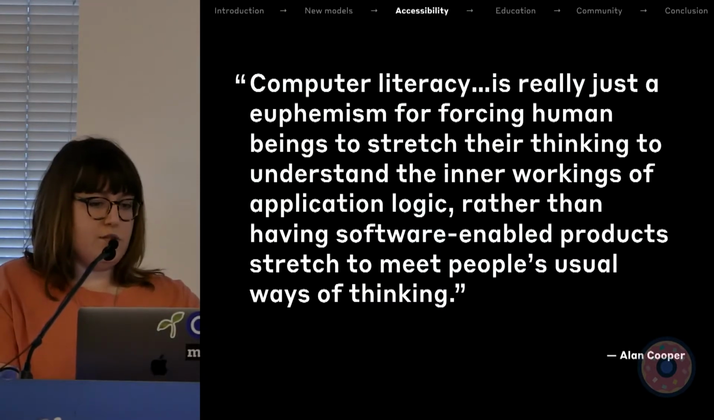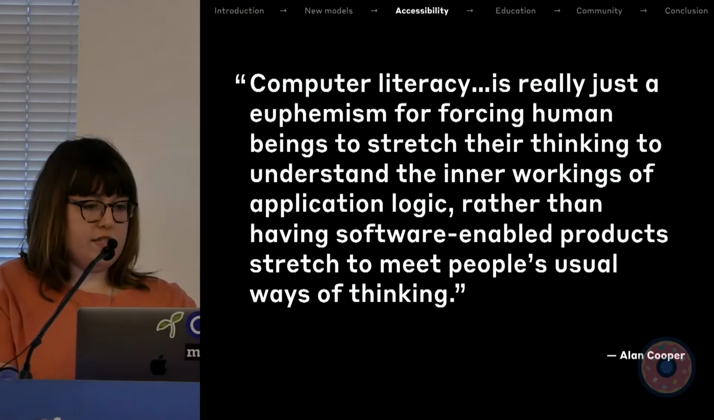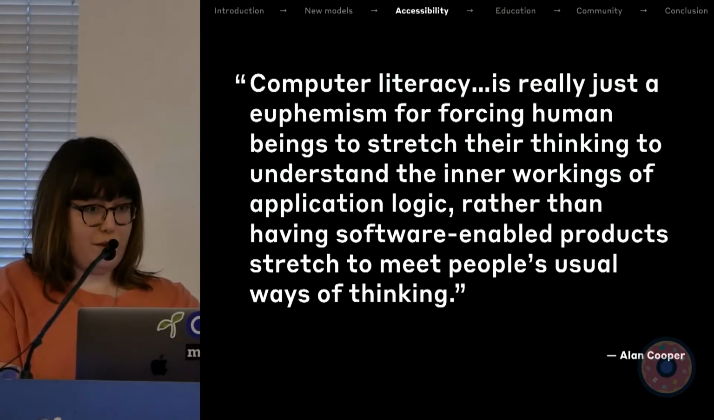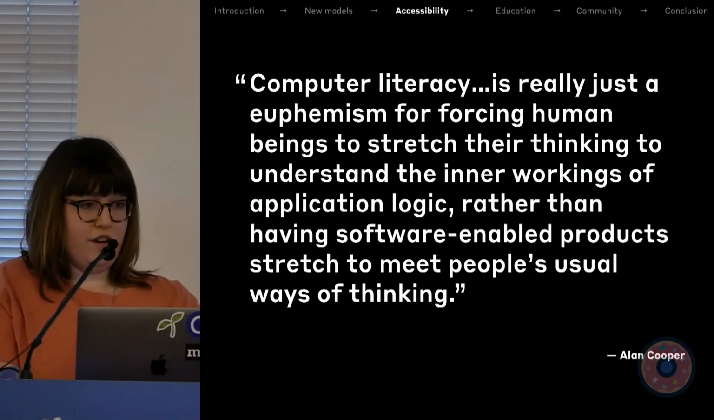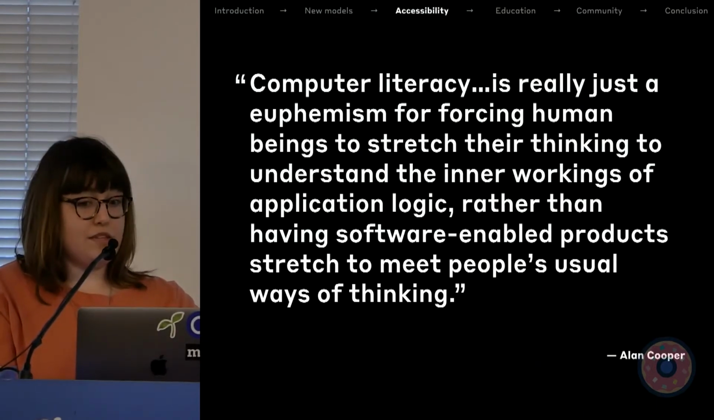Computer literacy is really just a euphemism for forcing human beings to stretch their thinking to understand the inner workings of application logic, rather than having software-enabled products stretched to meet people's usual ways of thinking. This is exactly what I think we need to work to redefine when we're developing for the decentralized web. I want us to flip this and reverse it.